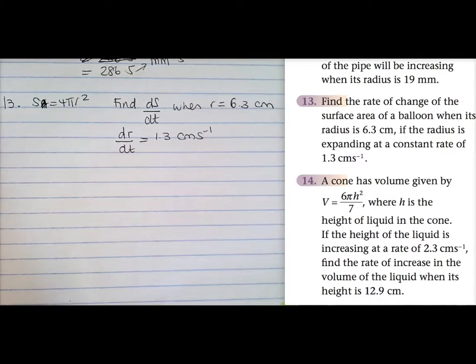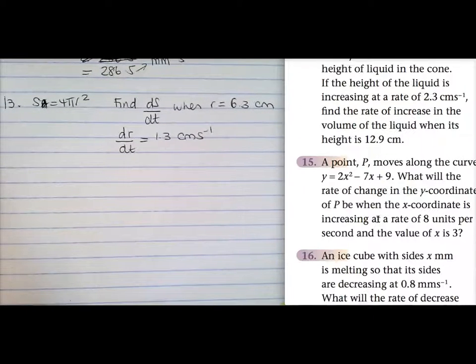You've got the volume formula? What are they asking you? Where h is the height of the liquid. If the height of the liquid is increasing at that rate, what does that mean? dh/dt is 2.3. And what are they asking you to find? The rate of increase of the volume. They're asking you to find dV/dt when h is given. All right, so we keep going.